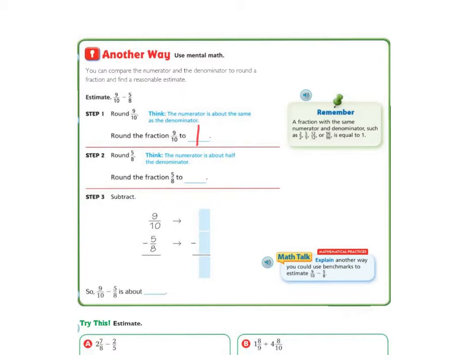Step 2, let's round 5/8. Think. The numerator is about half of the denominator, right? Because if I were to double 5, it would be 10, and that's really close to 8. So I'm going to round the fraction 5/8 to a half, because it's really close to a half. So now I'm going to subtract. 9/10 turned into 1 when I rounded it, and then 5/8 was closer to the benchmark, a half. Make sure you remember that you're subtracting. So 1 minus a half is about a half.